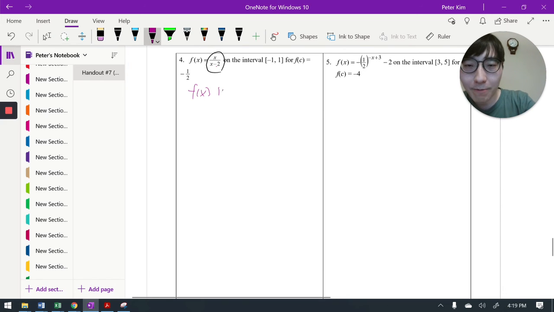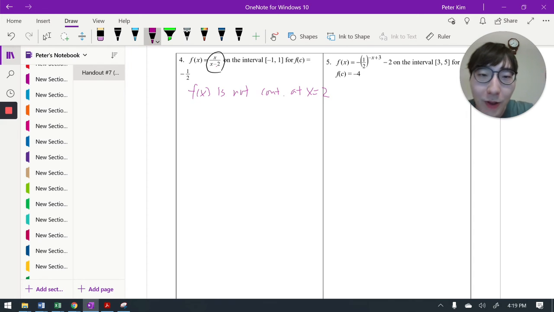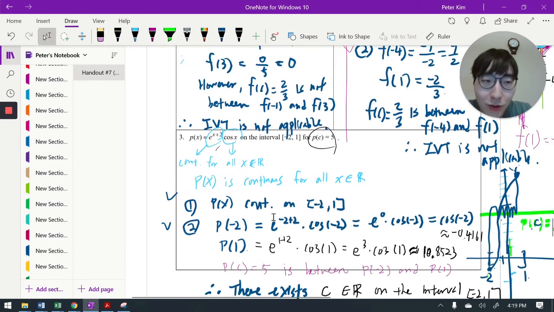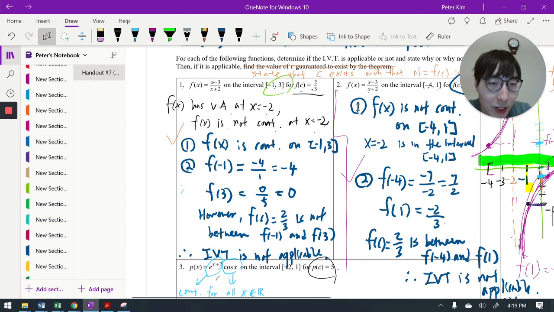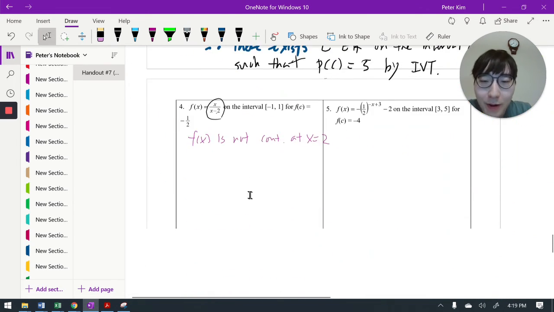Where? Not continuous at x equals 2, but everywhere else it is continuous. So that means my interval negative 1 to 1 doesn't include x equals 2 as a vertical asymptote, similar to number 1. So here we can say that our f of x is continuous in this case.